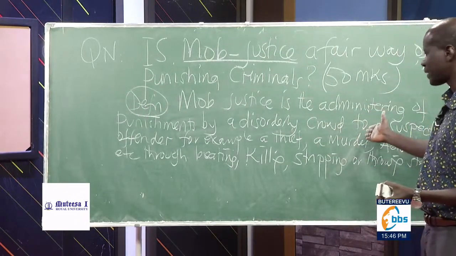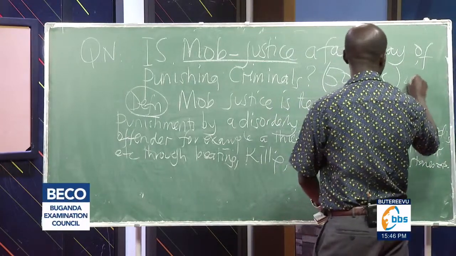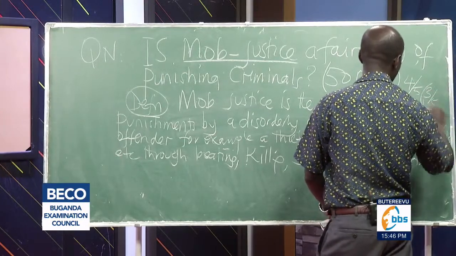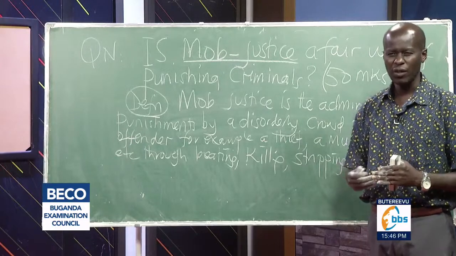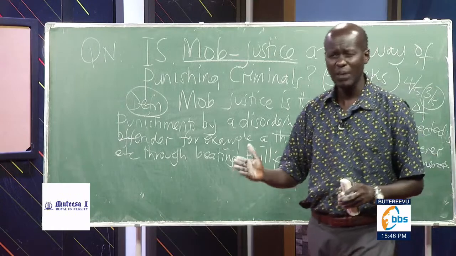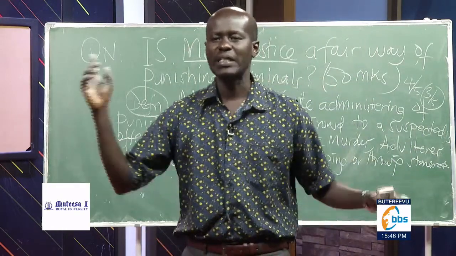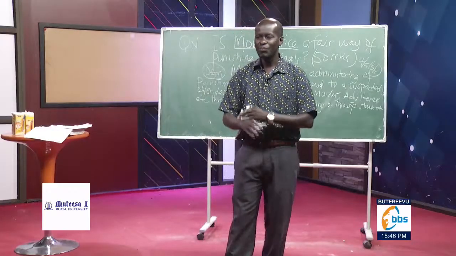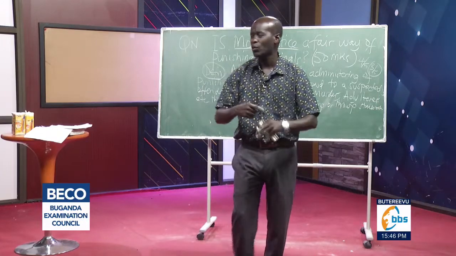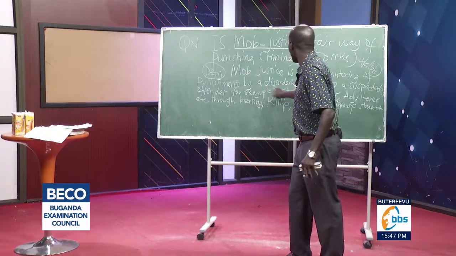If a student writes that, ultimately, you're bound to get between 4 out of 5. The least mark you can have in that is 3 out of 5 for just the definition, because this is a beautiful one. Let's look at what the person answering the question has done. The person has gone step by step, explaining everything around the concept of the question. Number one, the student said, mob justice is administering of punishments by a disorderly crowd.